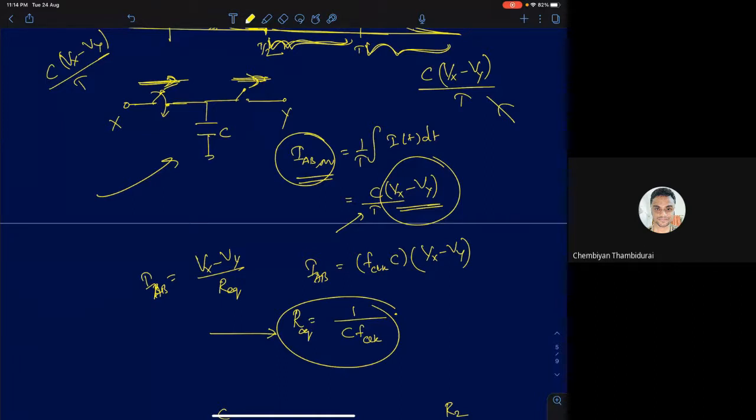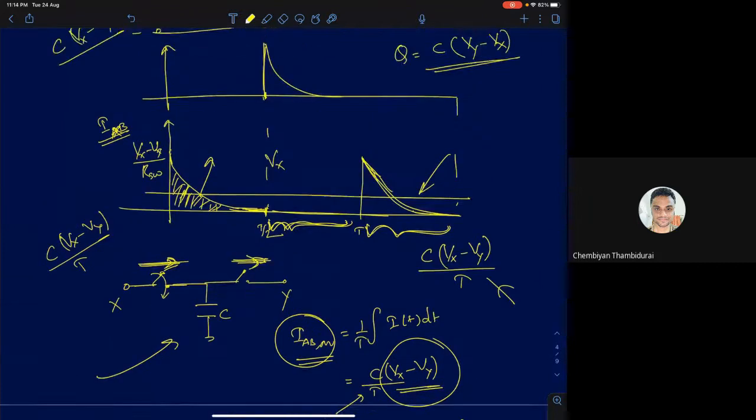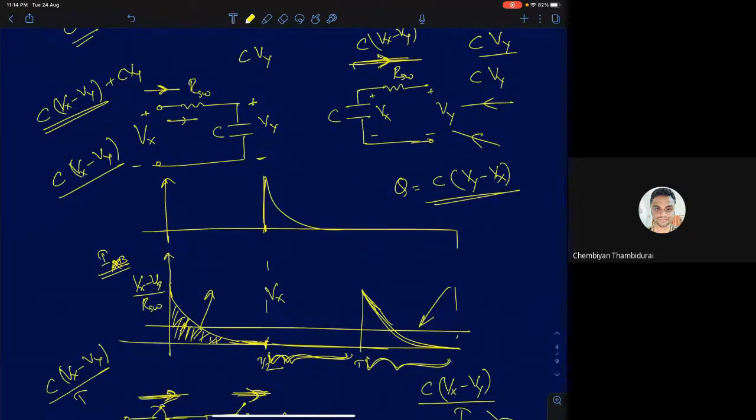One of you is asking, won't the current drawn from Vy be negative? So remember, I told two things. One is the current drawn from Vx, and the current drawn from Vy, or current injected into Vy. The current drawn from Vy will be negative, but the current injected into Vy from the capacitor will be positive. If you look at the direction, I'm showing it from the capacitor into Vy.